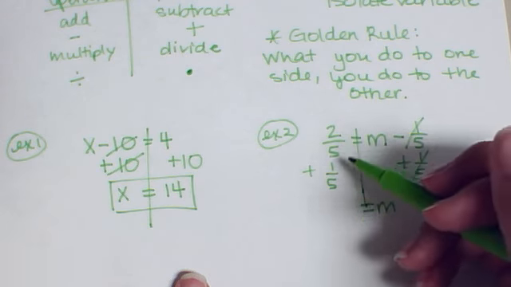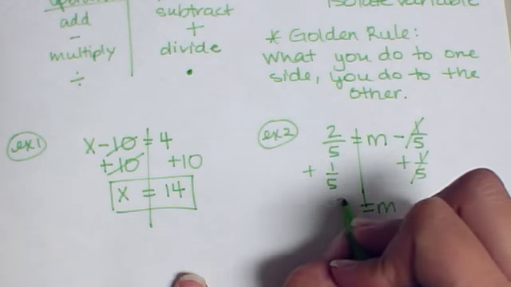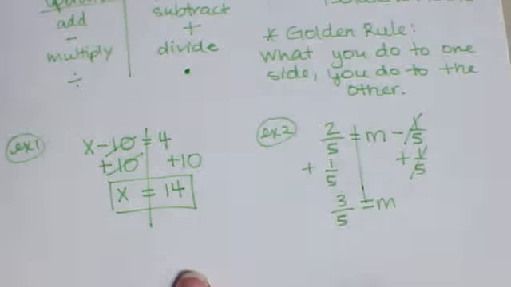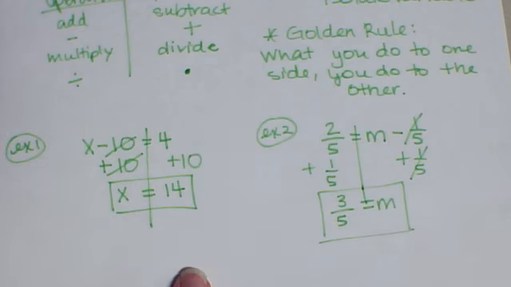On the second side, I have 2/5 plus 1/5. 2 plus 1 is 3. And the bottom stays the same. M is 3/5. Let's continue to look at some examples.